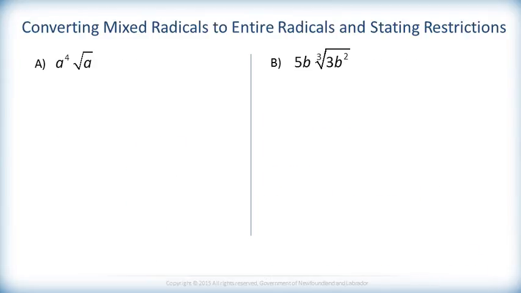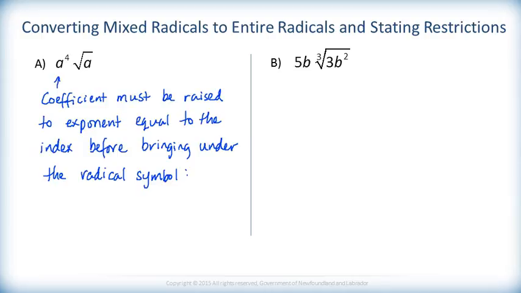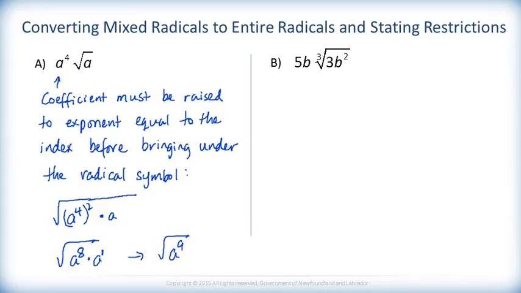We move now to converting mixed radicals to entire radicals and stating restrictions. Now remember from our review in recording 1A, the coefficient of the radical must be raised to a power, or an exponent, equal to the index. That means it must be squared, because our index in this case is 2. And we have an a right there left over from the original one. So with an exponent to an exponent, we multiply, we have a to the 8 times a, that other a is a to the 1, and therefore our final answer is the square root of a to the 9.